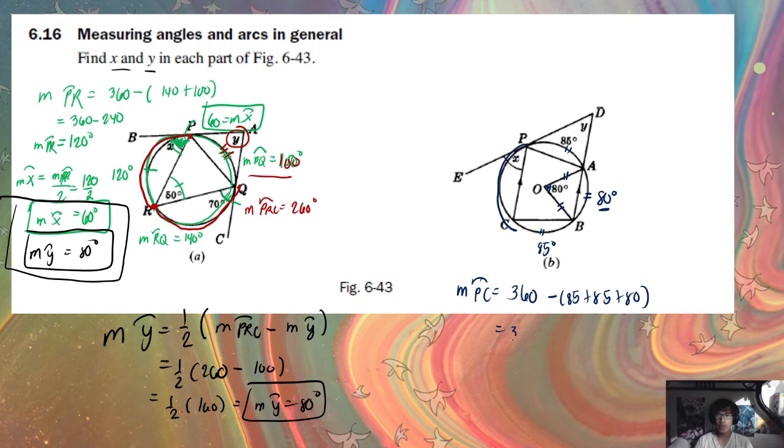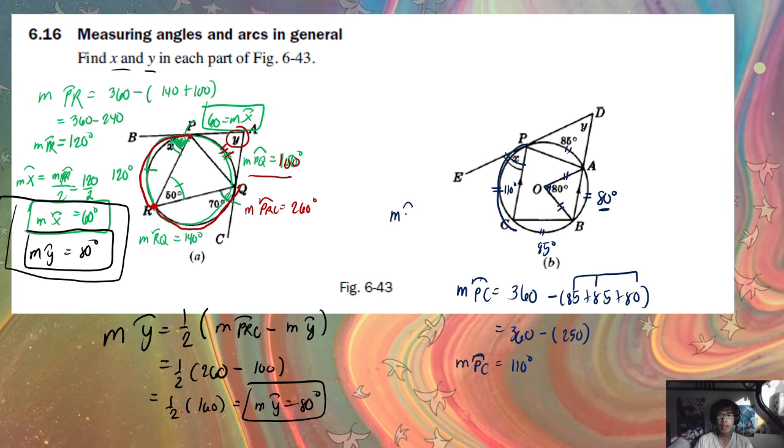And this should give us 360 minus 170 plus 80. So it's 170 plus 80. That should give us, if I'm not mistaken, 250. There we go. 360 minus 250. And therefore the measurement of arc PC is just equal to 110 degrees. So if the measurement of this arc is 110 degrees, what's going to be the measurement of angle X?